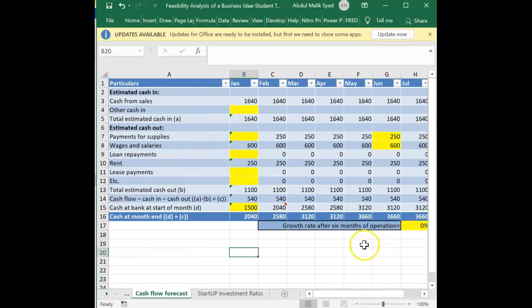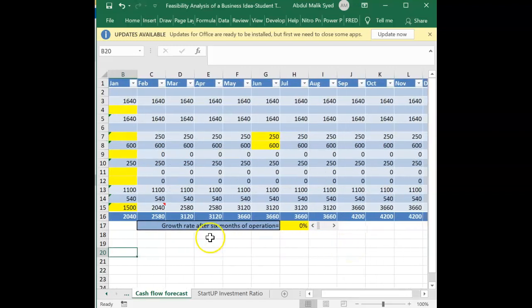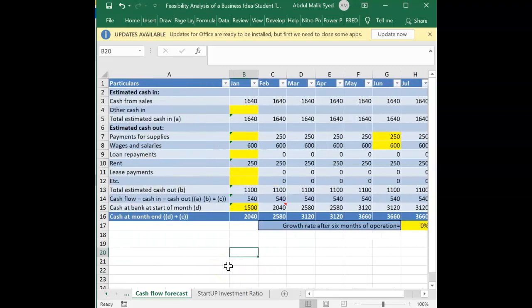Suppose you want to have a projection for the growth rate after 6 months. Again, you can do this. Depending on this, if your business goes up, your cash outflows will also go up, right? So this is how it works. Then the final thing which you have to talk about is whether your business is really doing good or not, whether your investment idea or the business idea is viable or not financially.